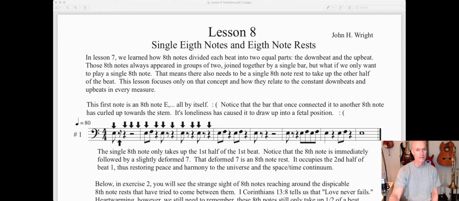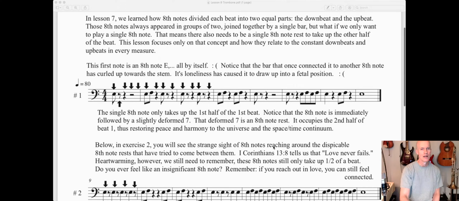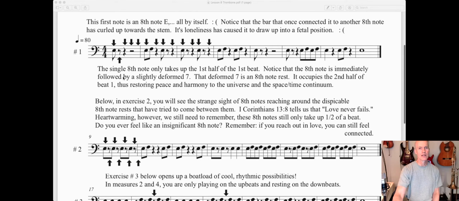So it's down, rest, three, four, one and two, three, four, one, two, three, four, one and two, three and four, one, two, three, four, one, two, three and four, and one, two, three and four. One, two, three, four. All right. So, like we said, this single eighth note only takes up the first half of the beat. We rest on the second half of the beat.